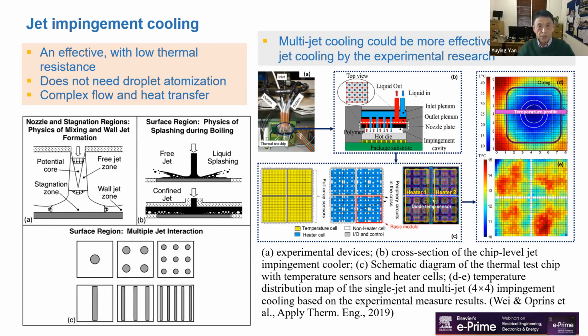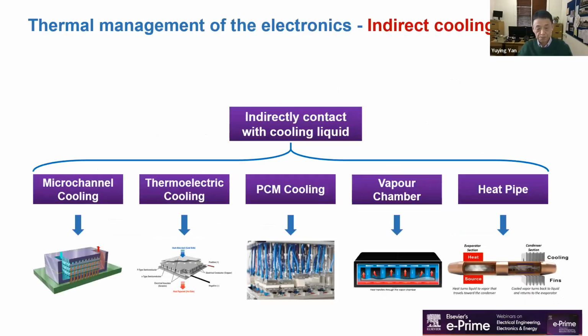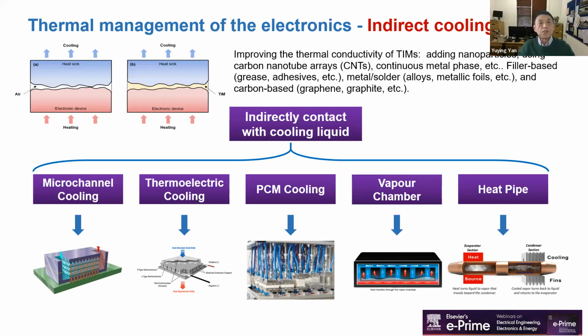It is reported that multi-jet cooling could be more effective than single jet cooling. Relevant experimental studies and results have been reported in quite a few publications. So now we move to indirect cooling, which means the cooling media dissipates heat through an external heat sink structure.